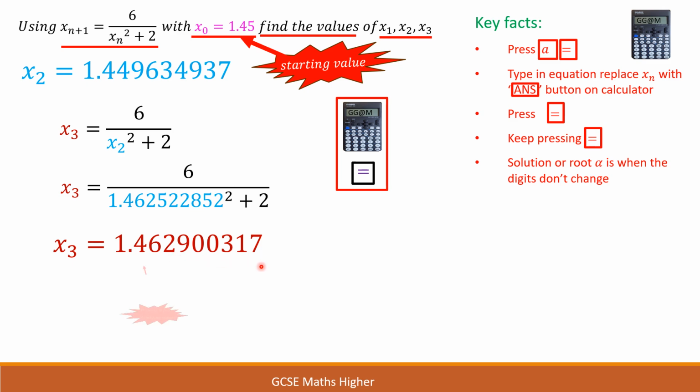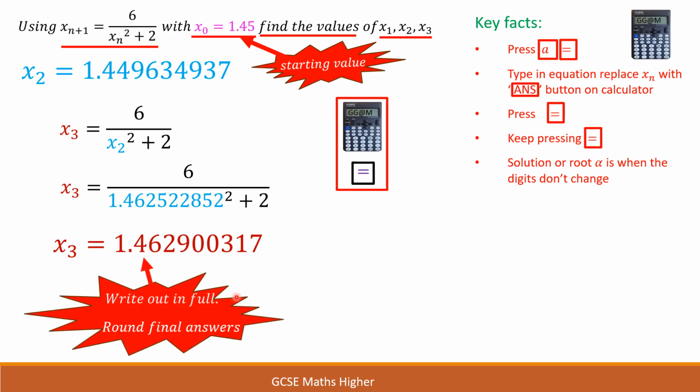1.462900317. You need to write it out in full, and then you can round your final answers once you've written them out in full. So it's really important you write them out in full in the exam. Even though you think it's taken a lot of time, you will get marks for showing your full values.